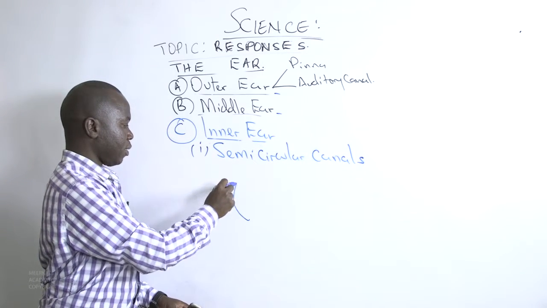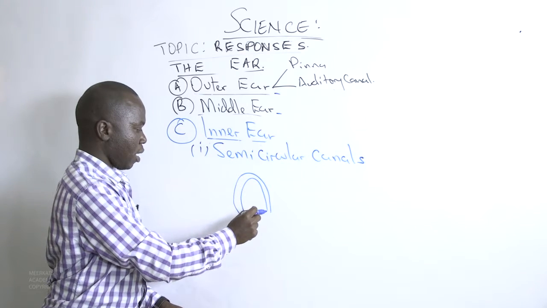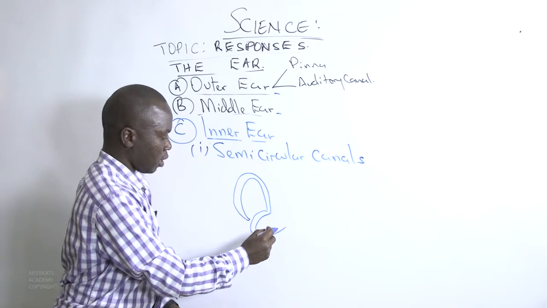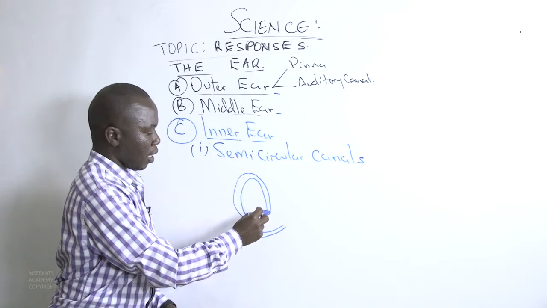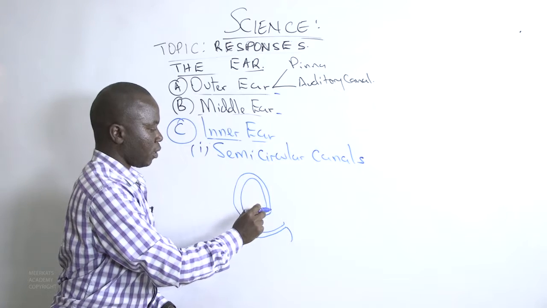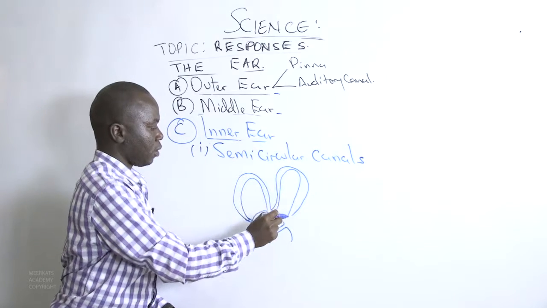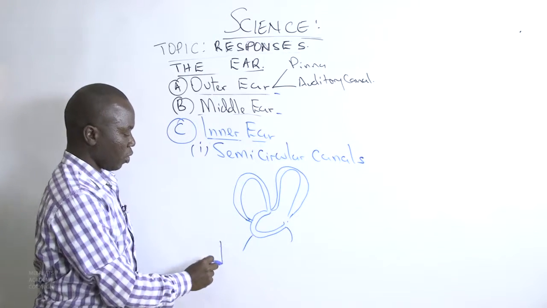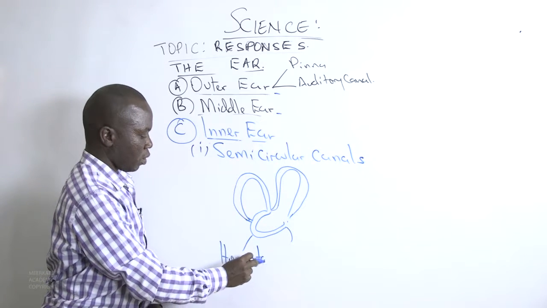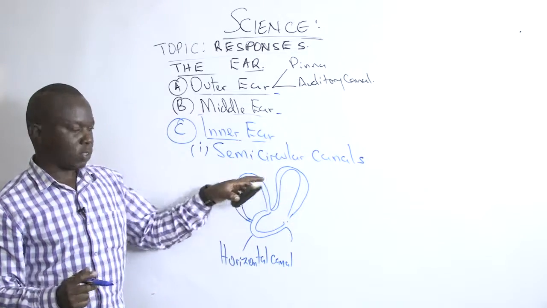We have that type of semicircular canal, and it is linked to another semicircular canal and linked to others, called, we're going to give the names. So this one is horizontal. Horizontal canal. But the two are vertical.